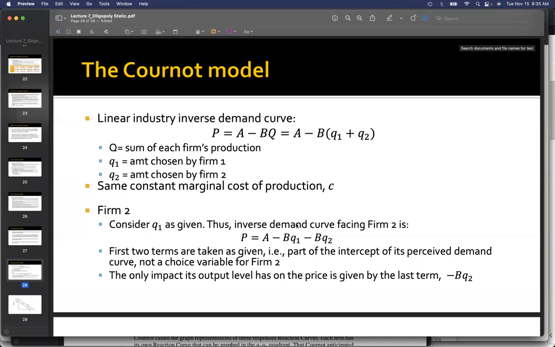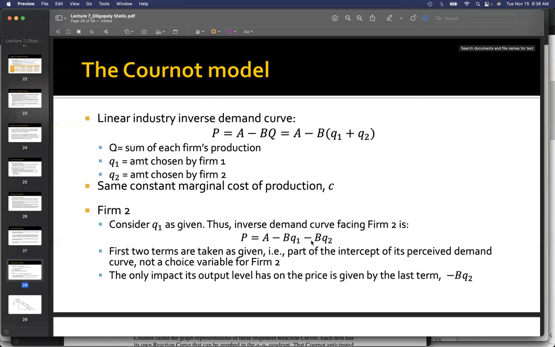Okay, so firm 2. Let's consider this problem from the perspective of firm 2. Q1 is given. Okay, that means you have no control over Q1. That means from your perspective, you will come up with a guess. Again, this is the same language we had earlier, a guess about Q1, and sort of keep to that guess. So from your perspective, Q1 is something that you are trying to expect, trying to anticipate, right?